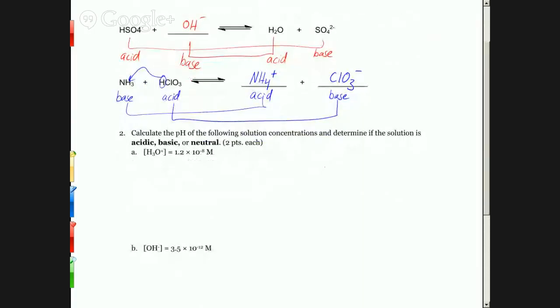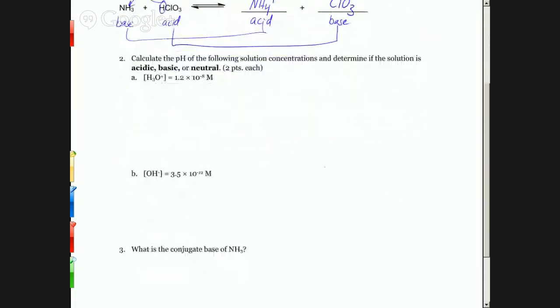All right, a couple of pH problems. Calculating the pH and then determining if it's acidic, basic, or neutral. So the pH we know is the negative log of the hydronium ion concentration. So you take the negative log of, in this case, 1.2 times 10 to the minus 8. So negative log is going to be, I think it comes out to 7.9. So the pH is 7.9.